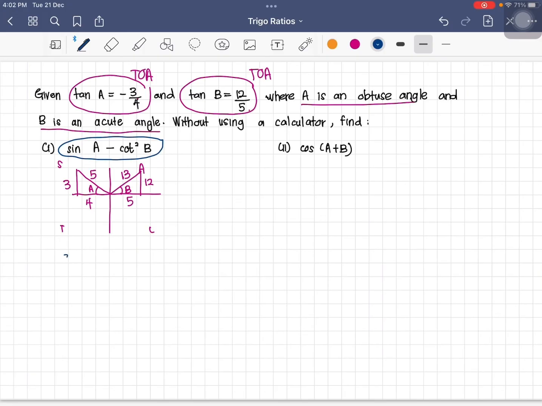Let me just write this. Sine of A minus cotangent square of B should be given by sine of A minus, cotangent is actually 1 over tangent B, squared. Another important thing you have to know: if you have, for example, sine square of A, this is actually sine of A, you square it. If you have cotangent square of A, this is 1 over tangent square of A. You can put this in a bracket like this.